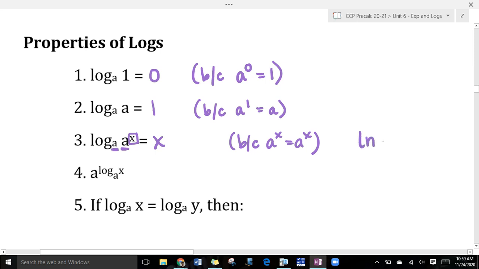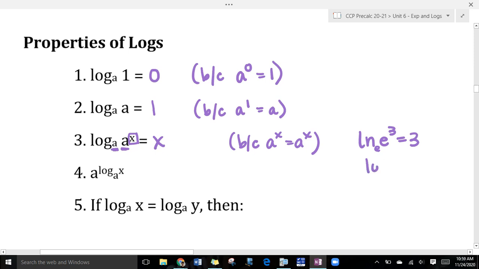If I have the natural log of e to a power, remember a natural log has a base of e. Even if you need to write it in there, go for it. Natural log of e, okay, so I've got my e and my e. E to what power equals e cubed? That would just be 3. So any natural log of e is just the exponent.